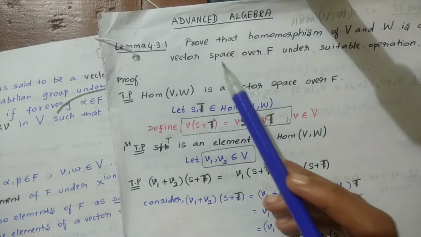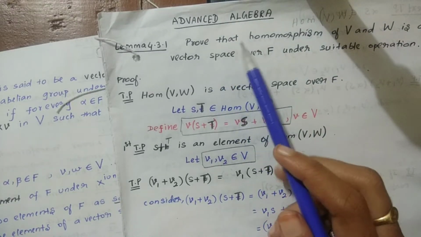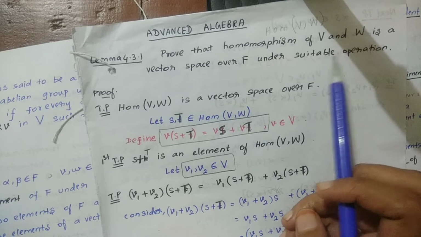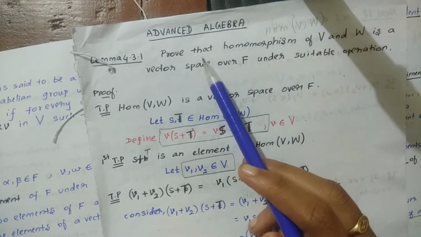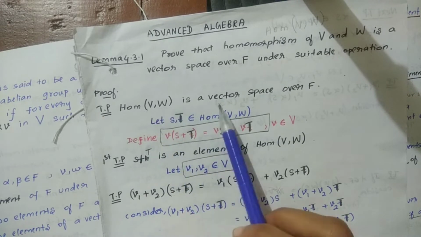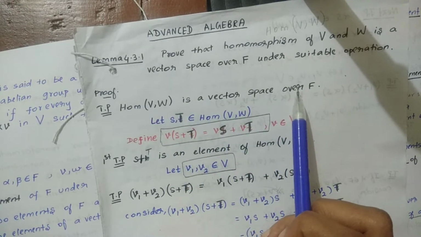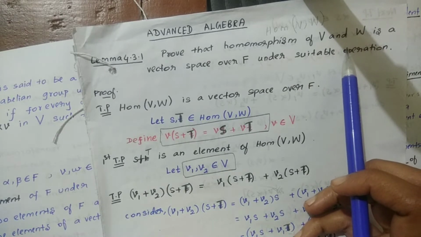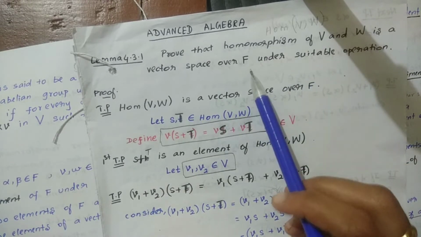Here we are going to prove a theorem. Prove that homomorphism of V and W is a vector space over F under suitable operation. So here we are going to prove homomorphism of V comma W is a vector space over the field F. Under suitable operation means what? Here you are using addition as an operation to prove this theorem.